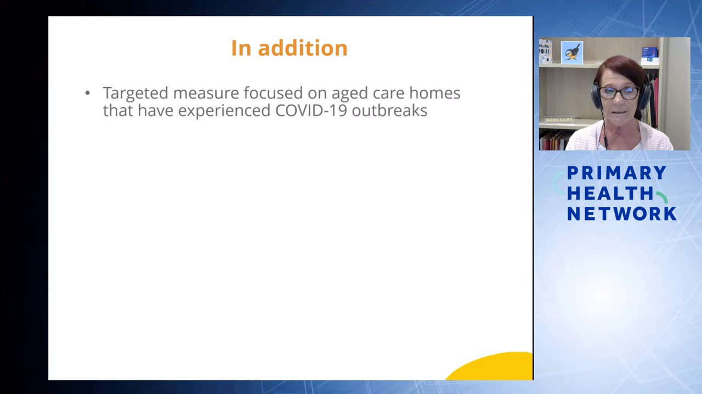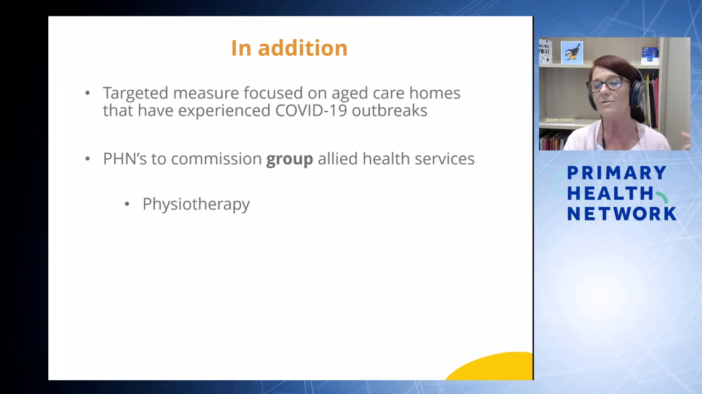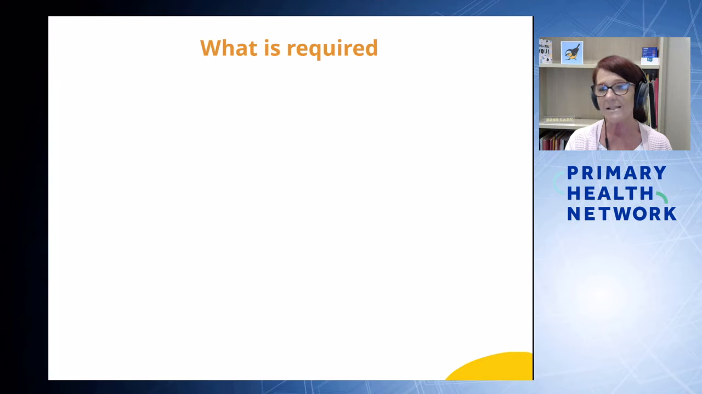So in addition to these services, there's also been a targeted measure which is available to certain PHNs within the Sydney region to provide group therapy sessions to residents as well. So on top of what we've already been given in the funding, the PHNs have been commissioned to provide group allied health services, again, for those 3 main providers, which is your physio, exercise physiology, and OT.